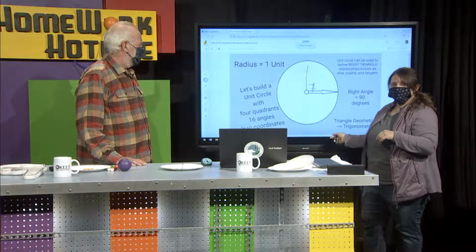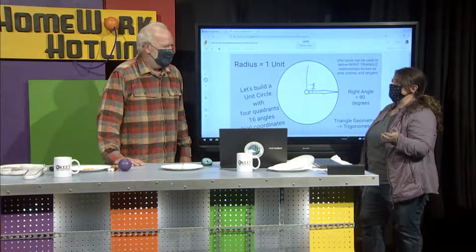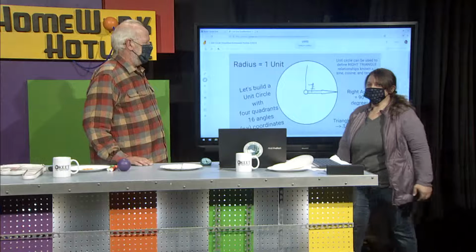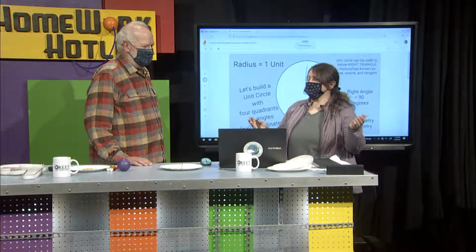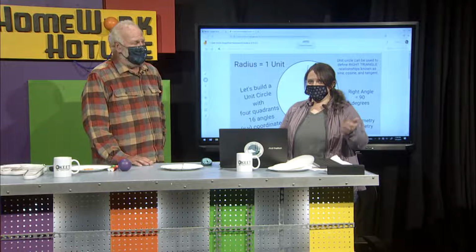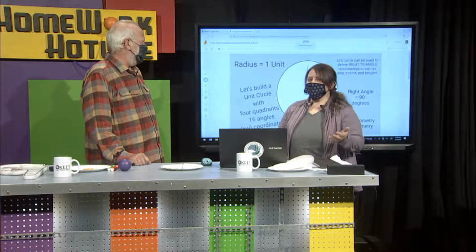One little note down here I said is triangle geometry. That's how that helps me remember that it is trigonometry. Triangle geometry, it's trigonometry. So I don't know if everybody makes that connection, but that's how I remember trigonometry. What's that about? There's triangles.